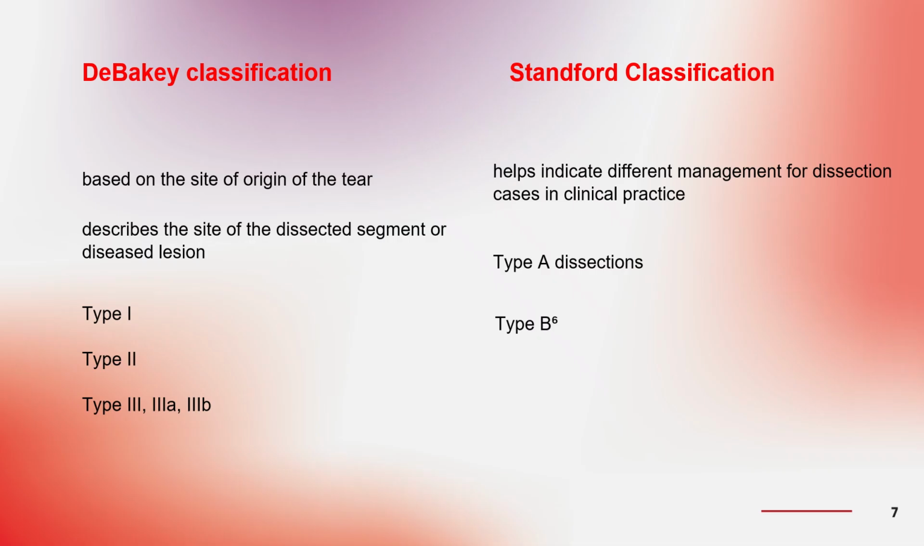Stanford classification helps indicate different management for dissection cases in clinical practice. Type A dissections involve the ascending aorta, DeBakey type 1 and 2, usually requiring swift surgery, while type B dissections only involve the descending aorta, DeBakey type 3, and can be managed endovascularly or medically.